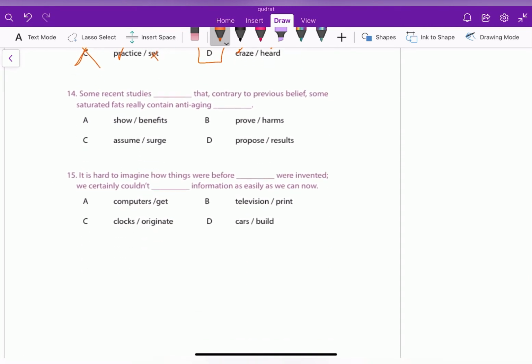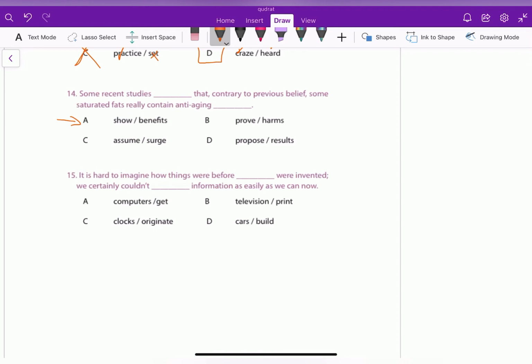14 says, some recent studies blank that, contrary to previous belief, some saturated fats really contain anti-aging blank. Okay, so we're supposed to look for the best fit answer. So some recent studies show that, contrary to previous belief, some saturated fats really contain anti-aging benefits. This honestly makes perfect sense, but let's continue to see why the rest don't make sense.